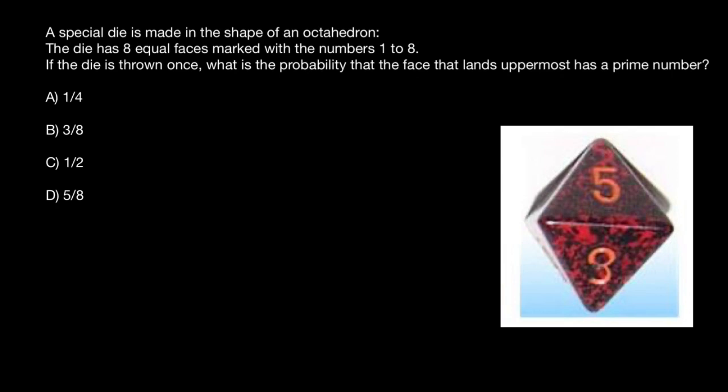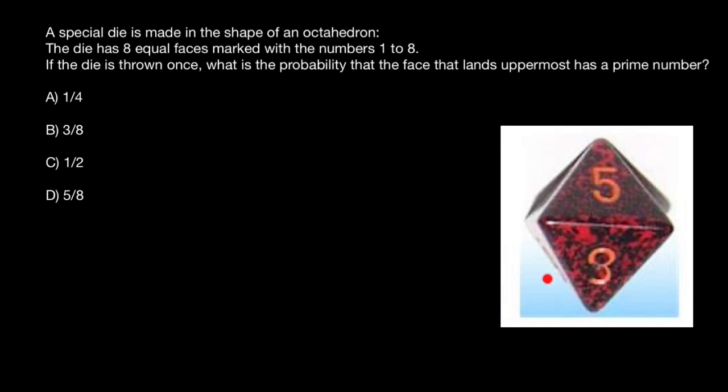Hello and welcome to today's video about application of rule of probability. Here's a problem. A special die is made in the shape of the octahedron. The die has 8 equal faces marked with the numbers 1 to 8. If the die is thrown once, what is the probability that the face it lands uppermost has the prime number? And here are the options to choose from.